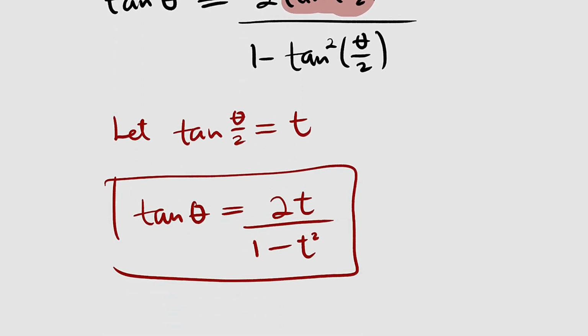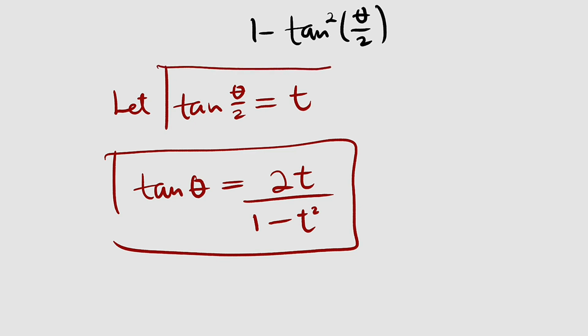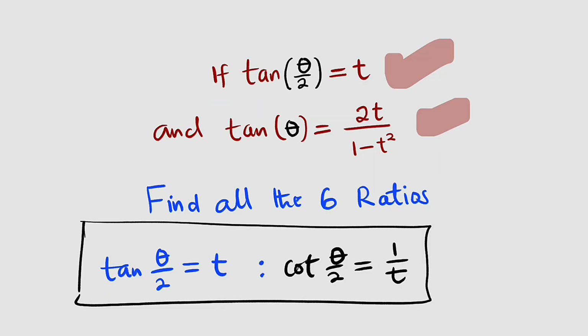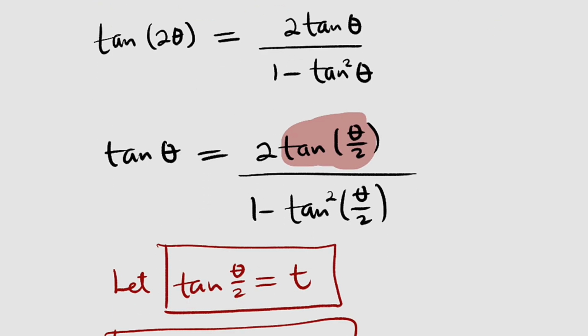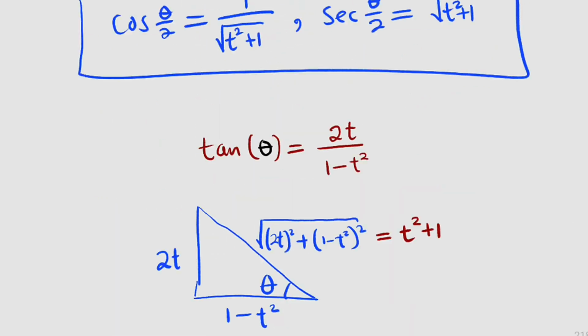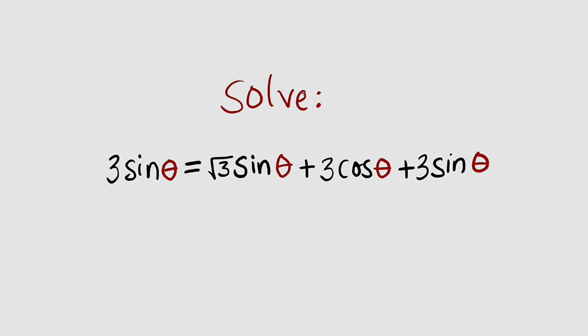Right? So from here, we have seen that tangent of theta divided by 2 is equal to t, and tangent of theta is equal to 2t divided by 1 minus t squared, and that's what we started with. Can you see that? So if tangent of theta divided by 2 is equal to t, tangent of theta will be equal to 2t divided by 1 minus t squared, and all other ratios follow. So now the question is, how can we apply this in solving trigonometric equations? So we have a problem here that I'm going to solve subsequently. You can try that on your own and stay tuned for the solution.